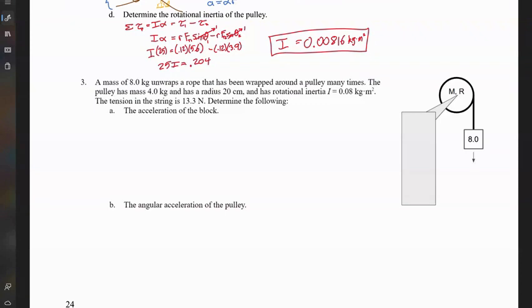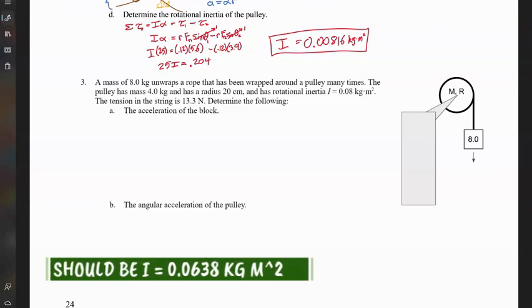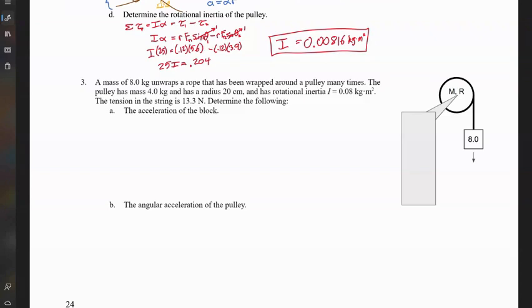The pulley has a mass of 4 kilograms, radius 20 centimeters, with a rotational inertia of 0.08 kilogram meters squared. The tension in the string is 13.3 newtons. Determine the following. A is the acceleration of the block.